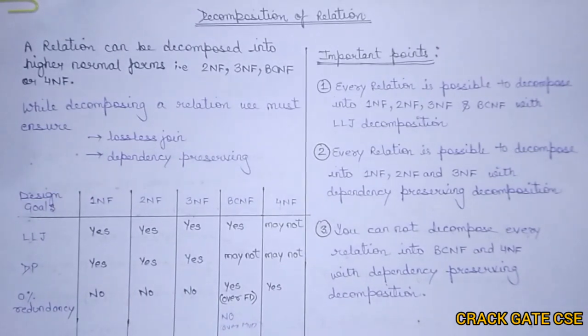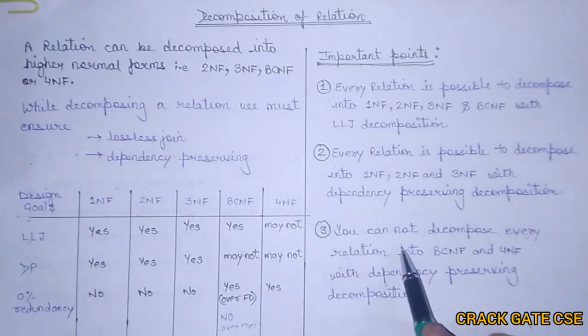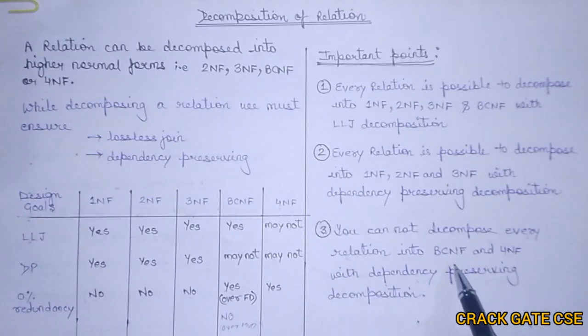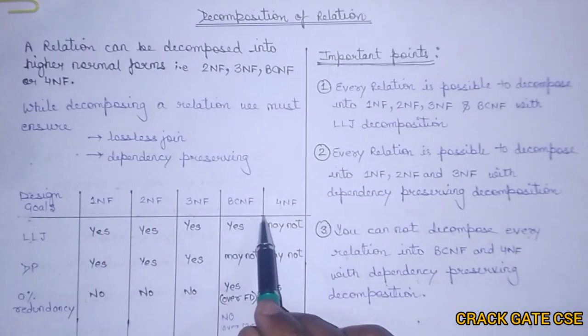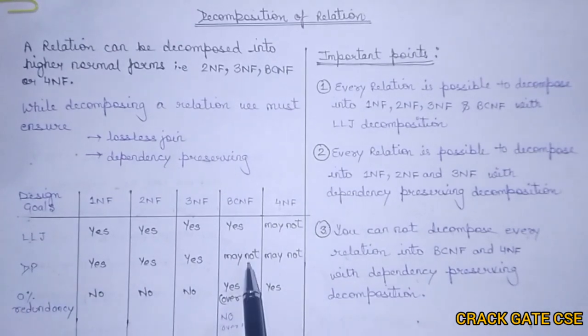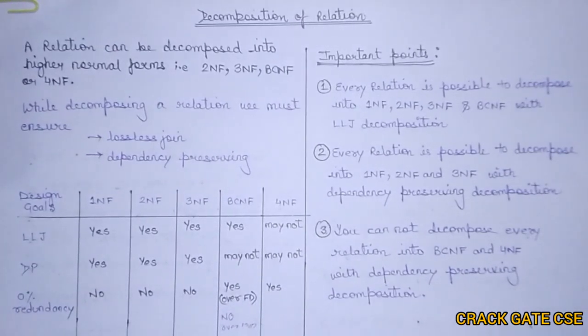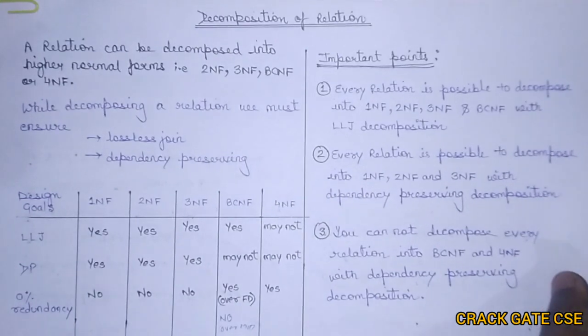These kinds of true or false statements can come in your exam. One more thing: you cannot decompose every relation into BCNF and 4NF with dependency preserving decomposition. That means if you are decomposing into BCNF and 4NF, you cannot guarantee dependency preserving decomposition. It may be there, it may not be there. These are the kinds of questions that can come from this design goal table, so you have to be clear about it. Now let's go with an example and see how we can actually decompose a relation into a higher normal form.